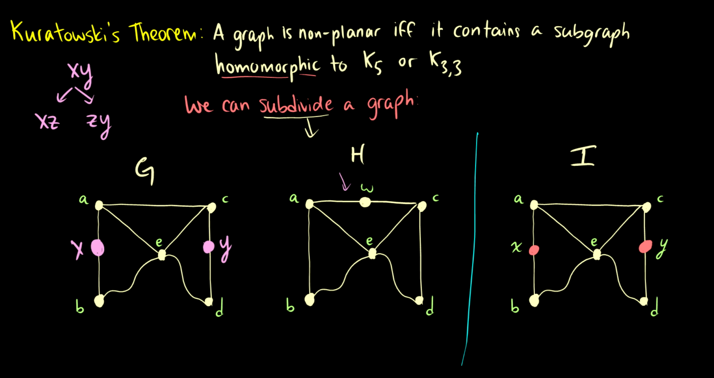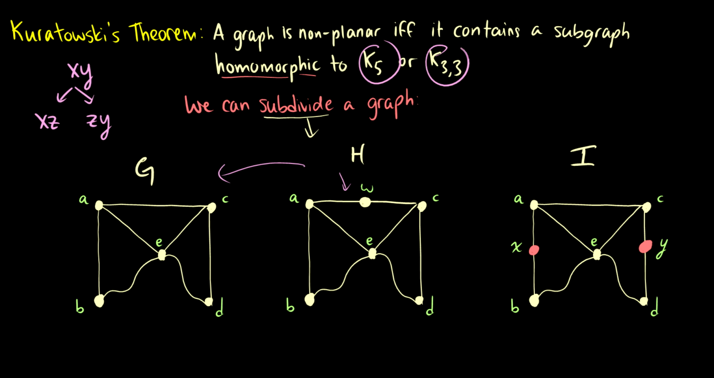and now I is homeomorphic to G. So even at this base here, let's take a look at the base of G without any subdivisions. H is homeomorphic to G because we can subdivide G to get H. I is homeomorphic to G because we can subdivide AB and CD to get to I. So if we can do some subdivisions on K5 or K33 to get the original graph that we're dealing with, then it's not going to be planar.